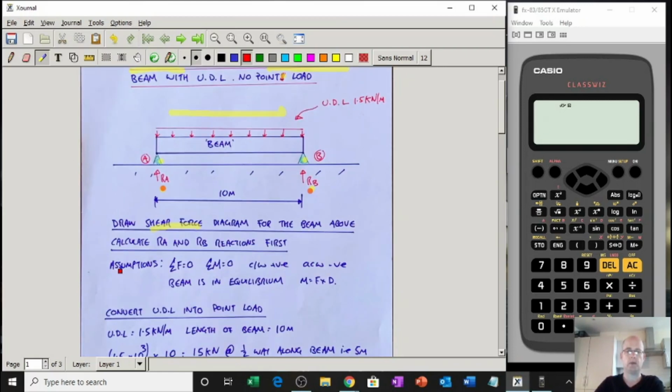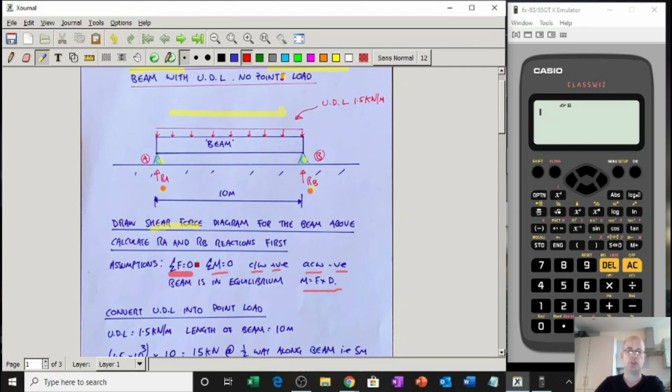So, calculate RA and RB. We've got to do them first before we do the shear force diagram. Don't forget, we've got to assume that the sum of the forces equals 0, and the sum of the moments has got to equal 0. Clockwise moments are positive, anti-clockwise moments negative. The beam is in balance, and moment is force times distance.